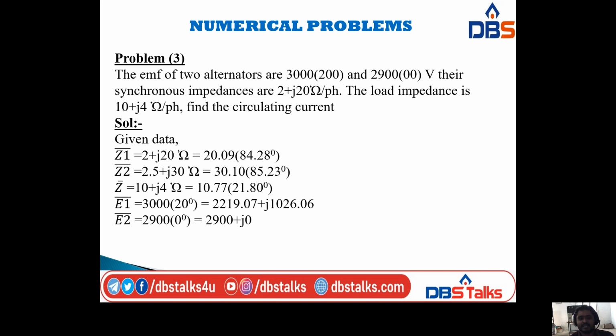We have 10.77 at an angle of 21.80 degrees. They also gave the EMFs, E1 and E2. E1 is given in polar form, 3000 at an angle of 20 degrees. Converting this into rectangular form, that is 2219.07 plus J1026.06. E2 is 2900 at an angle of 0 degrees, in polar form. Converting into rectangular form, we have 2900 plus J0.